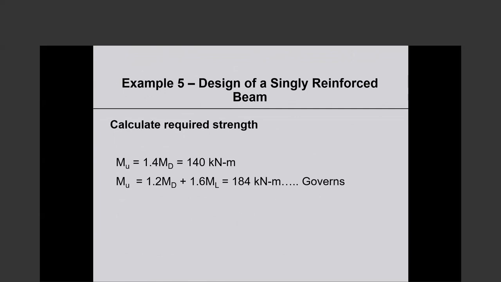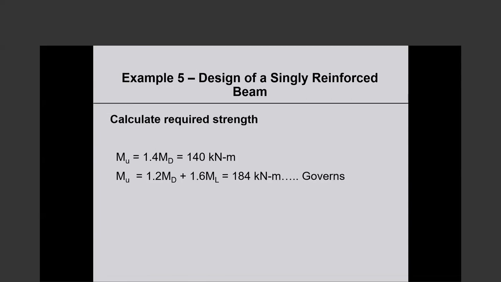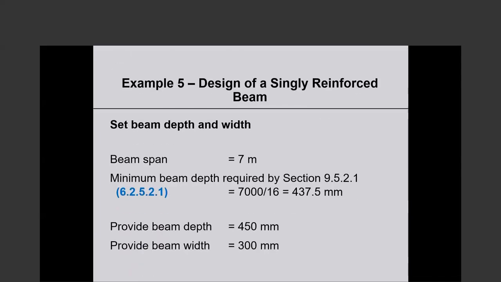M sub U, two possibilities. We have dead loads and live loads. So 1.4 times the dead load moment, that gives us 140 kilonewton meters, or 1.2 M sub D plus 1.6 M sub L, that gives us 184 kilonewton meters. 184 obviously governs. That is the required moment strength. Beam span is given as 7 meters.